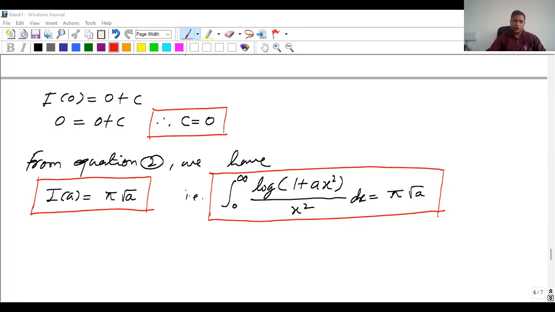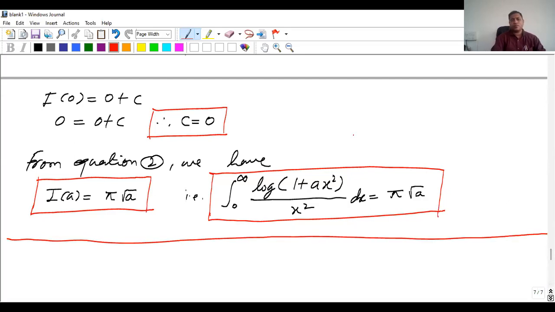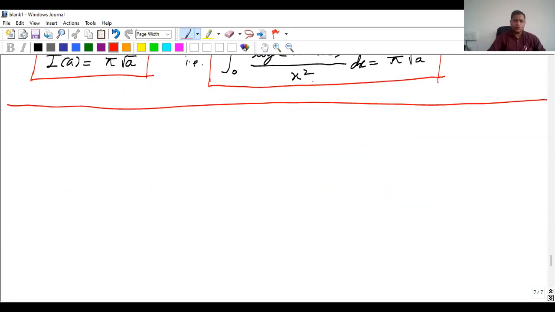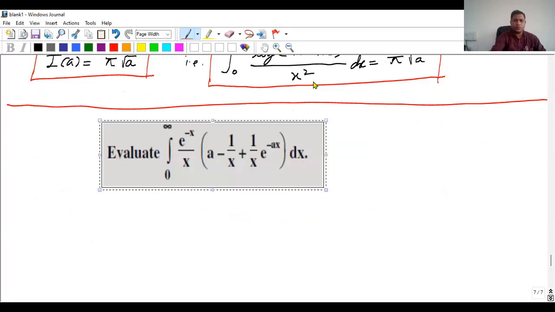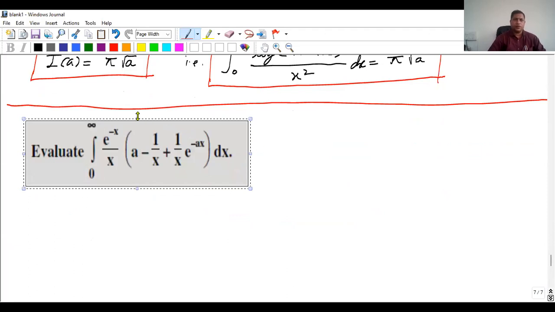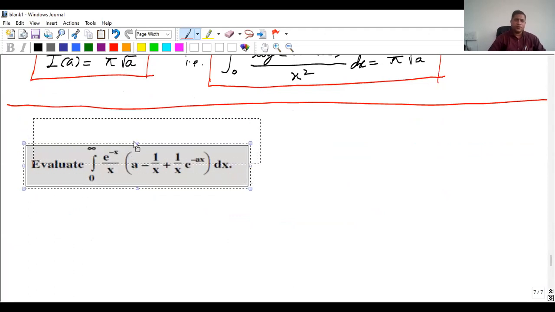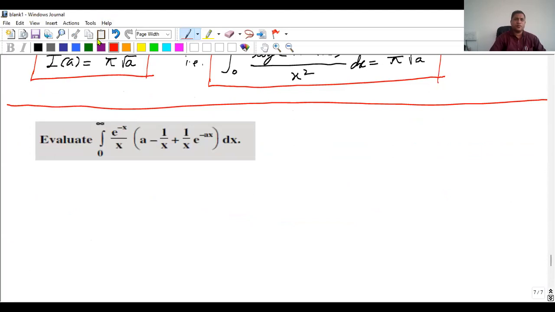If you have any doubt, please ask, or we'll go for the next example. Is there any doubt? No, sir. So let us think of the next example. Okay, so we have another example.